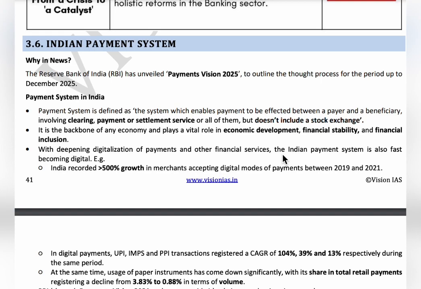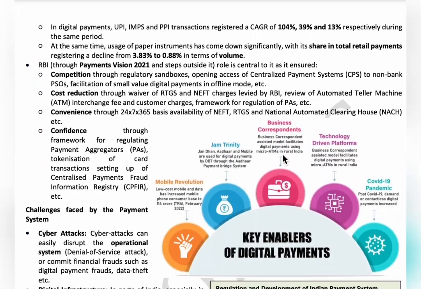So to regulate the Indian payment system, the Payment and Settlement Systems Act of 2007 was launched by the RBI for ensuring safe, secure and efficient payment systems.